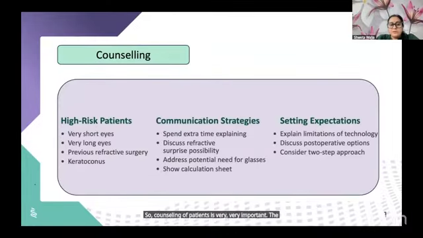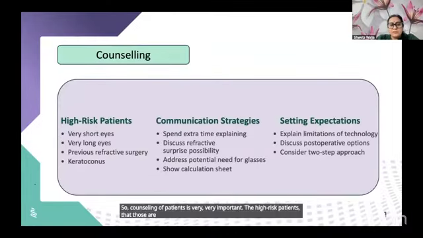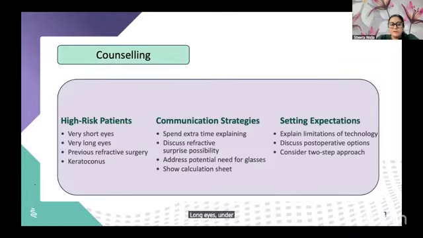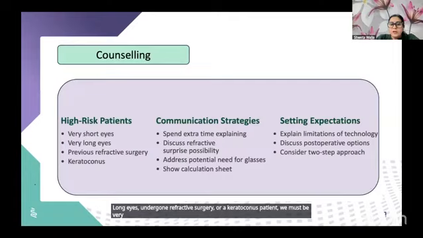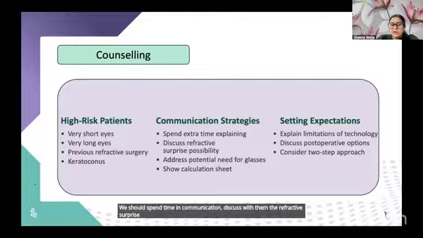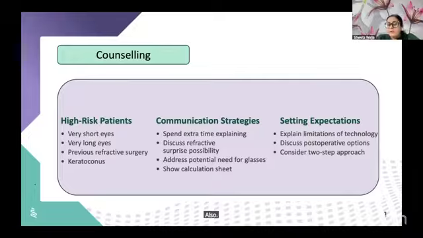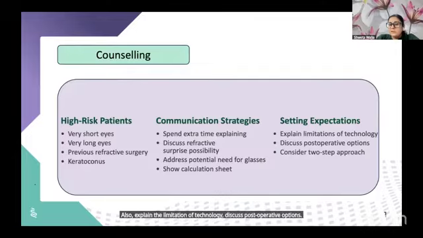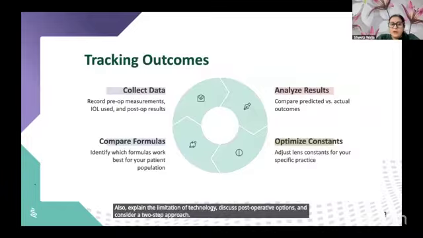For high-risk patients, those having short eyes, long eyes, who have undergone refractive surgery, or keratoconus patients, we must be very, very careful. We should spend time in communication, discuss with them the refractive surprise that can occur, address the potential need for glasses, and show them the calculation sheet. Also, explain the limitations of technology, discuss post-operative options, and consider a two-step approach.